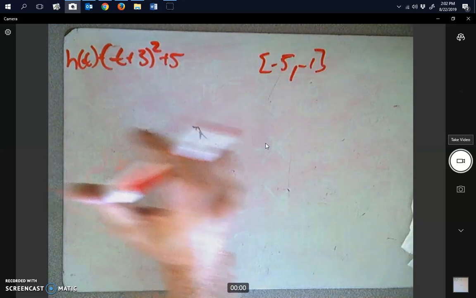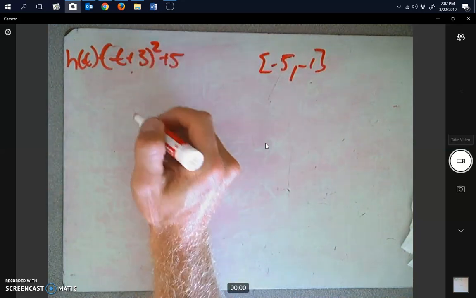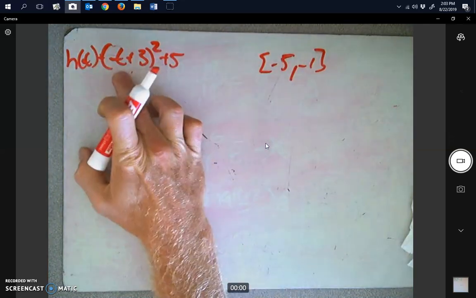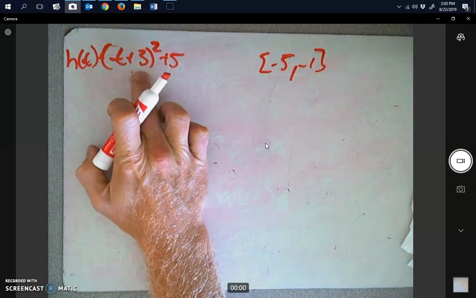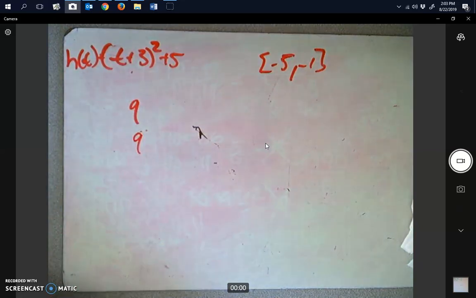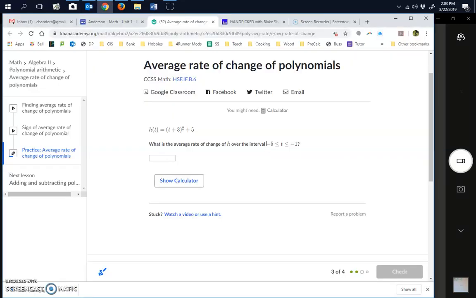All right, -5 plus 3 is -2. -2 squared is 4. Plus 5 is 9. So the first number goes to 9. -1 plus 3 is 2. 2 squared is 4. Plus 5 is 9. So the average rate of change is going to be 0. Our difference is 0. So 0 divided by 4 is 0.